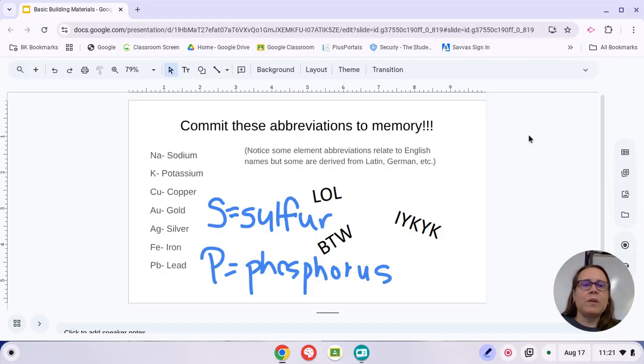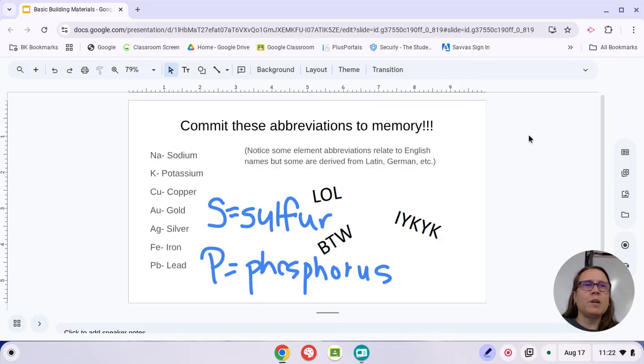So the vast majority are English, so to speak, names of these elements. Some of them come from the Latin words. That's the most common. There are a few from German as well. Okay. I've told some of you probably, but lead, the Pb of lead comes from the Latin plumbum.